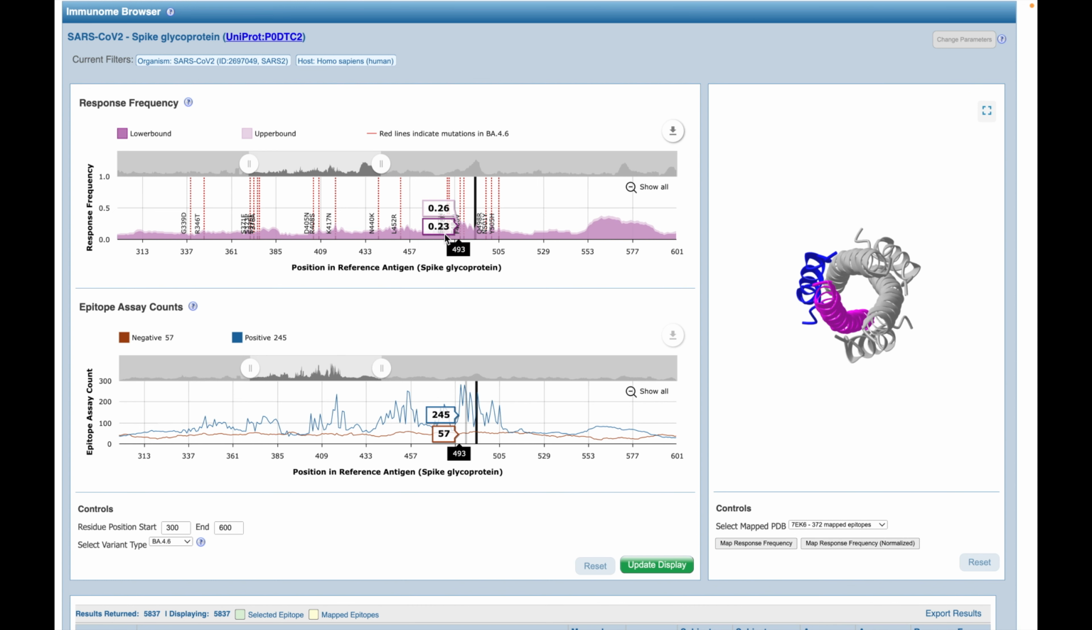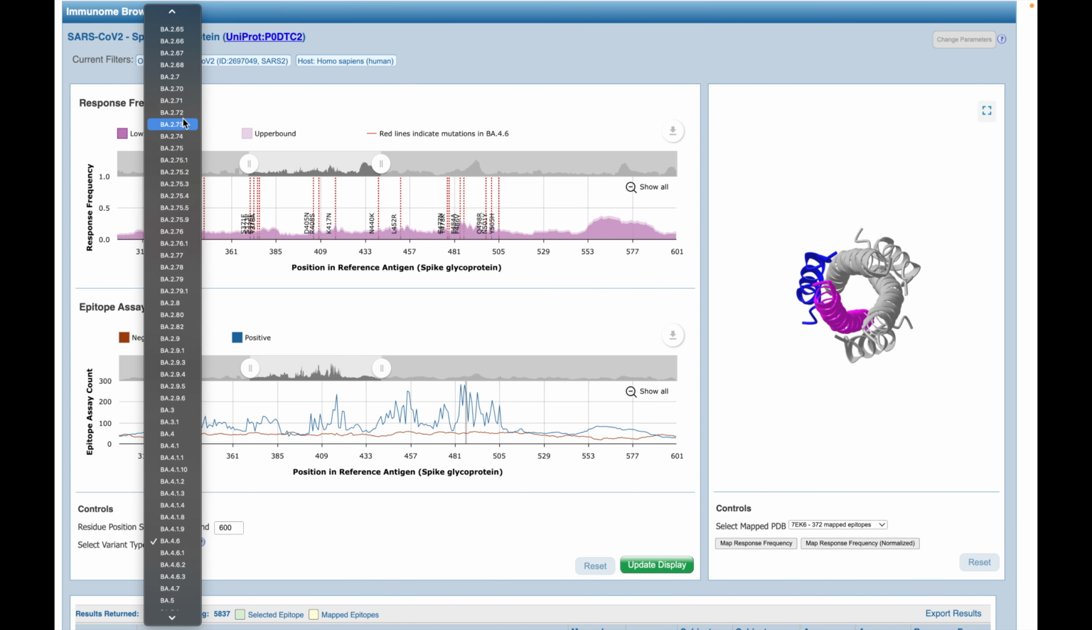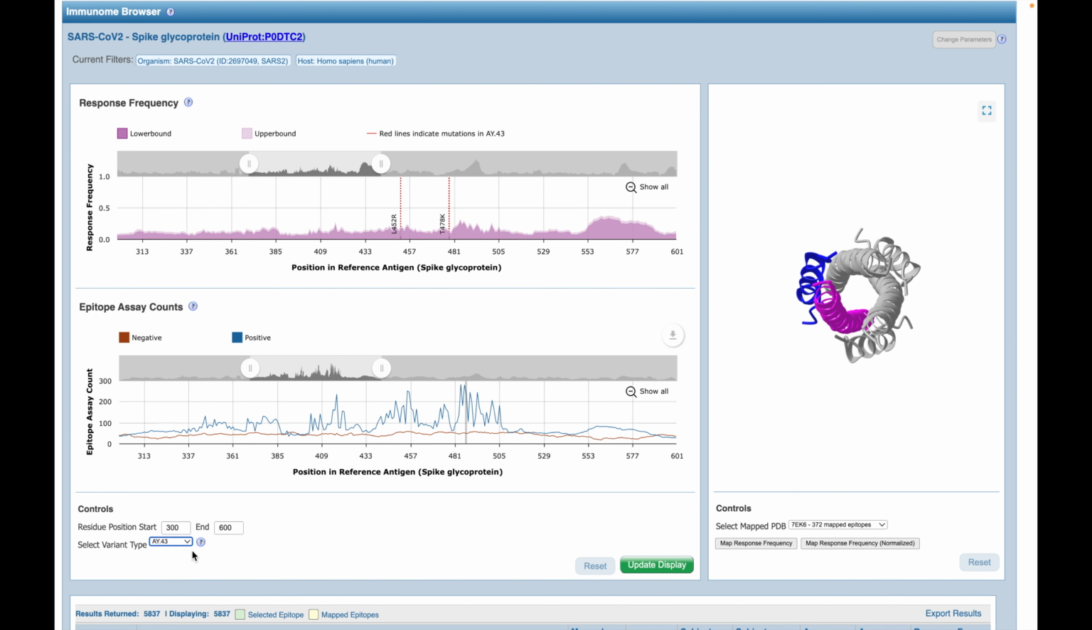Okay, and also you will have to choose a different variant. So I'm going to choose a different variant just to give you guys an idea. The positions, the start and the end of the position, are still going to be the same. It already updated, but just to make sure, update the display. Sometimes it may just take a while. And for this specific variant, we only see 2 mutations. But anyways, that is all.